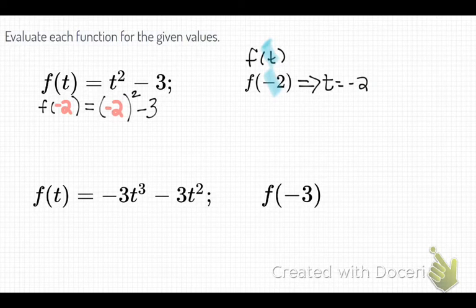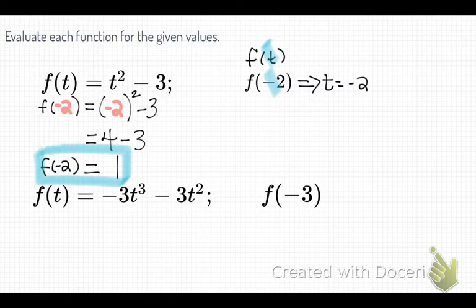This is a question I had on the warm-up earlier. What is negative 2 quantity squared? This is positive 4, because negative 2 times negative 2 is positive 4, minus 3. What is 4 minus 3? 1. So that's my answer. This is my first example. I'll slow down.